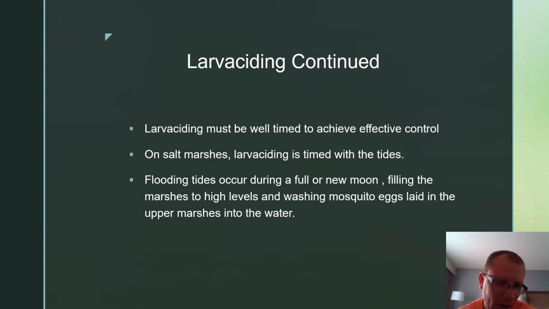Looking further into larviciding, larviciding must be well timed to achieve effective control. On salt marshes, larviciding is timed with the tides. Flooding tides occur during a full or new moon, filling the marshes to high levels and washing mosquito eggs laid in the upper marshes into the water.